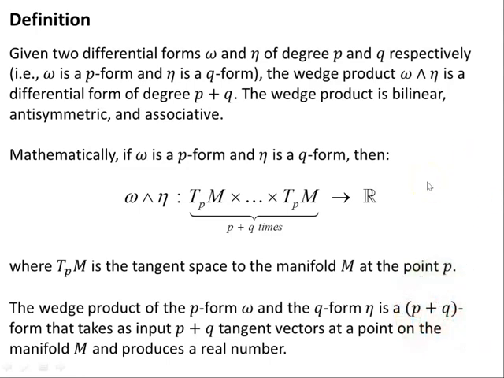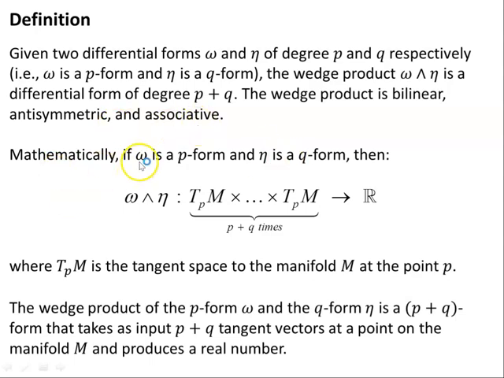All right, so let's start with the definition. So remember, this is a more formal follow-up to the first video. The first video is more just a basic introduction. Anyway, given two differential forms, omega and eta of degree p and q respectively, i.e. omega is a p-form and eta is a q-form, the wedge product, omega wedge eta, is a differential form of degree p plus q. Now, the wedge product is bilinear, anti-symmetric, and associative, and we'll go through that later.